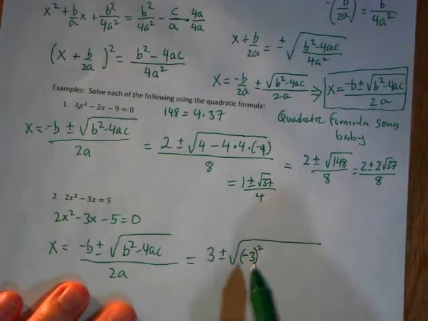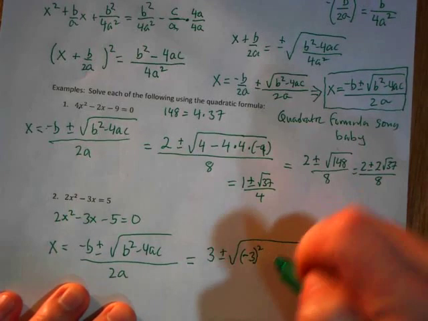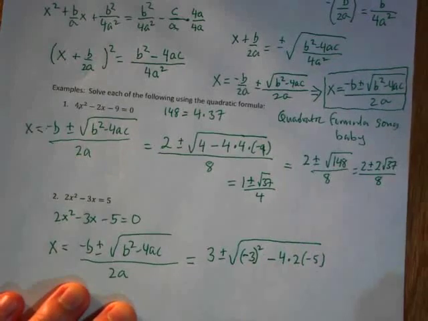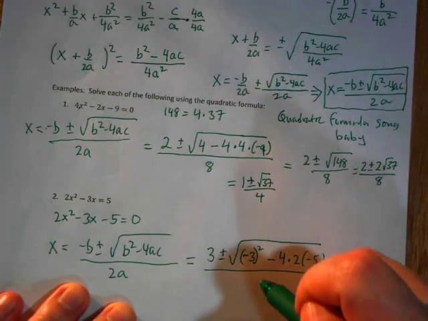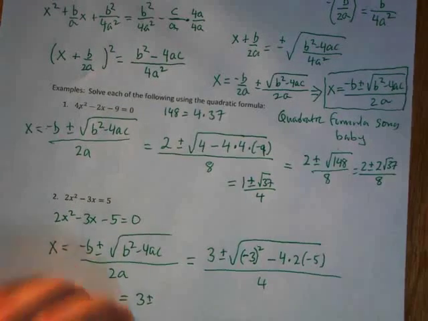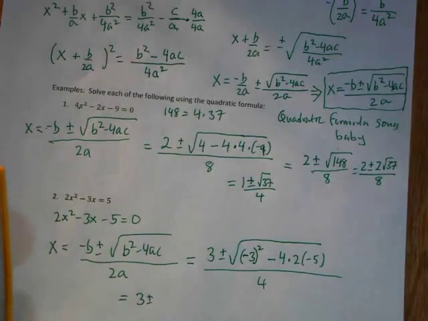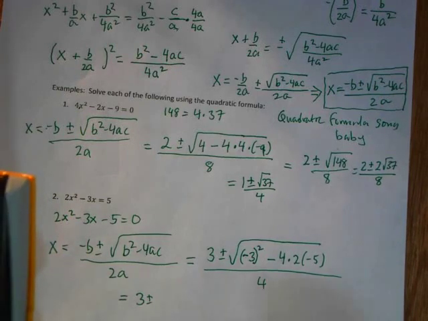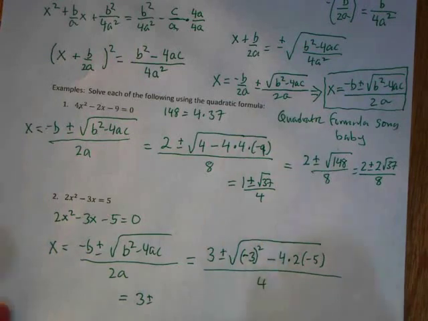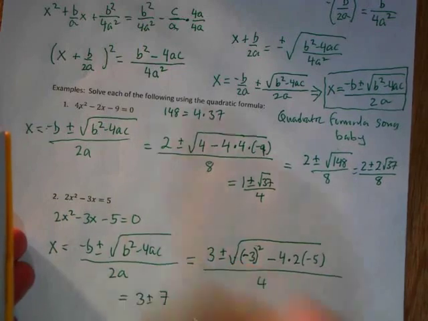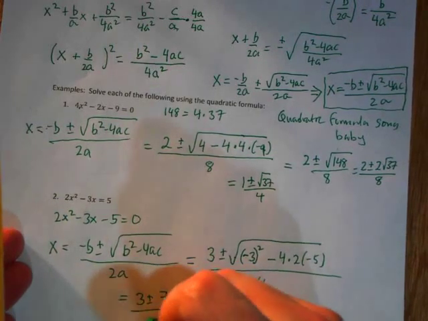Alright, anyway, we have b squared minus 4 times a times c, all over 2a. 2a is 4. So that's 3, plus or minus, grab my calculator, 9 minus 4 times 2 times negative 5. Calculator says that's 49. And 49 is a good number because I can do square root of 49. Square root of 49 happens to be 7, all over 4.